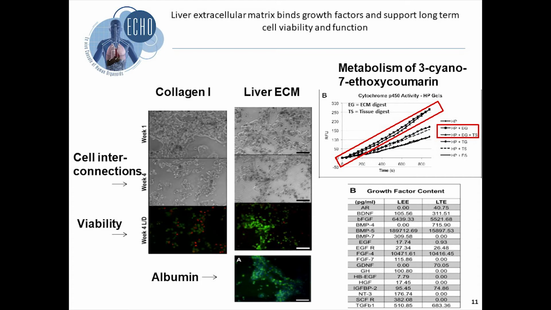functional activity by the cells in terms of metabolism of compounds. The lower right-hand panel is showing that, and this is LEE, the extracellular matrix extract. The TE is the tissue extract, whole tissue extract. You can see we actually have good retention of a lot of key growth factors in the solubilized matrix, and even better retention than you see in whole tissue.